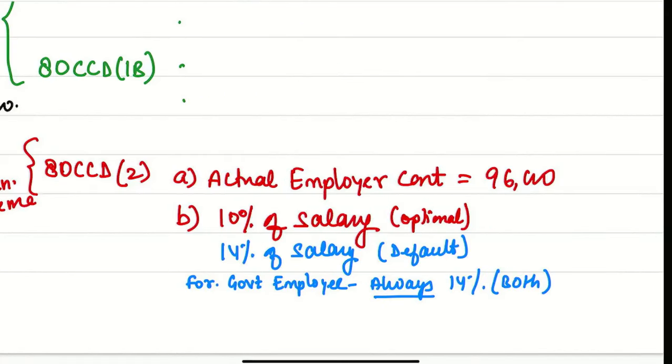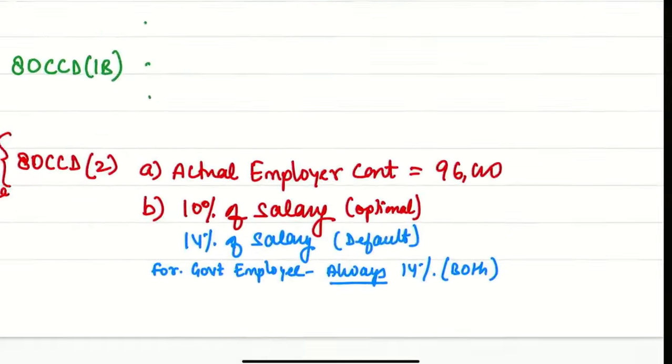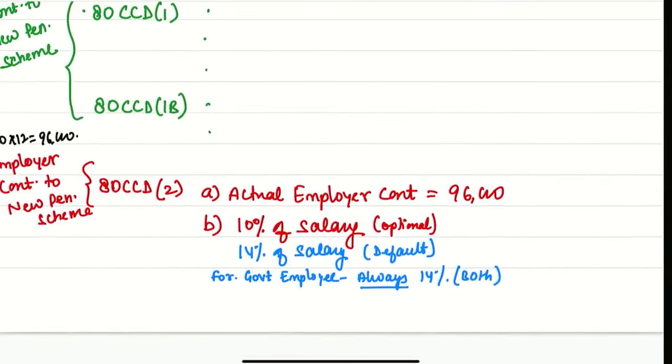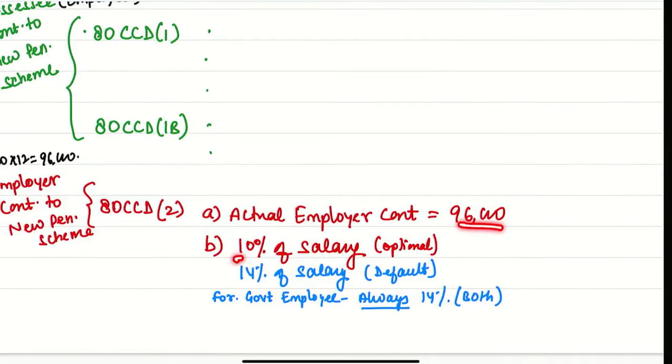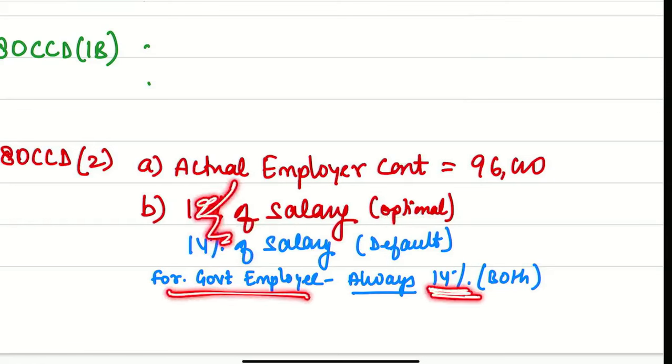Everybody got it? I'm not discussing right now about assessee's contribution, employee contribution. I'm discussing only with regard to employer contribution. So employer contribution is 96,000. B point is now you have to apply which particular percentage, 10% or 14%, depends on the regime you are following. If you are following default, please apply 14%. If you are following optional, please apply 10%. But if the assessee is a government employee, always take 14%. Don't take 10% then.